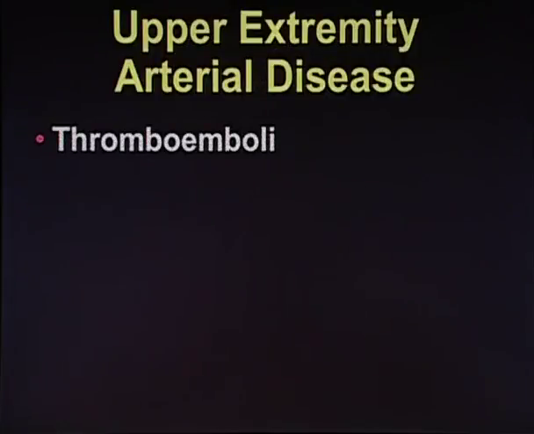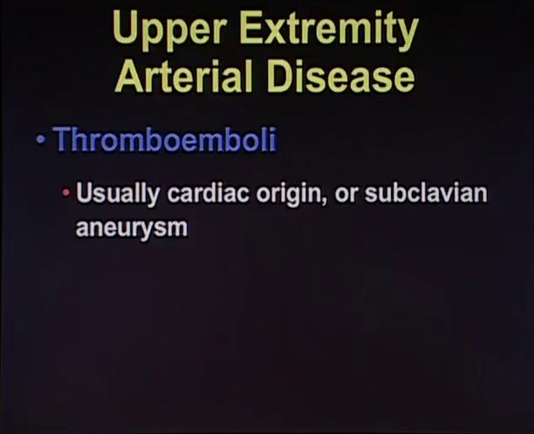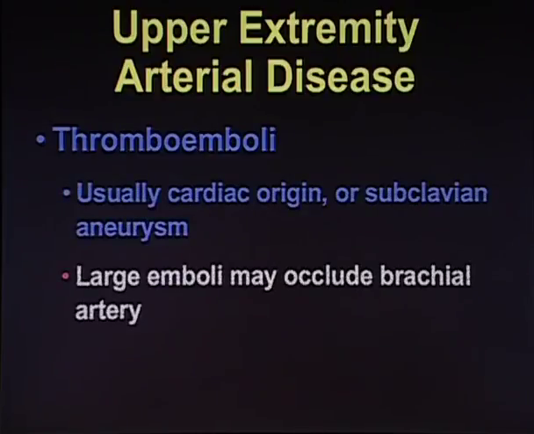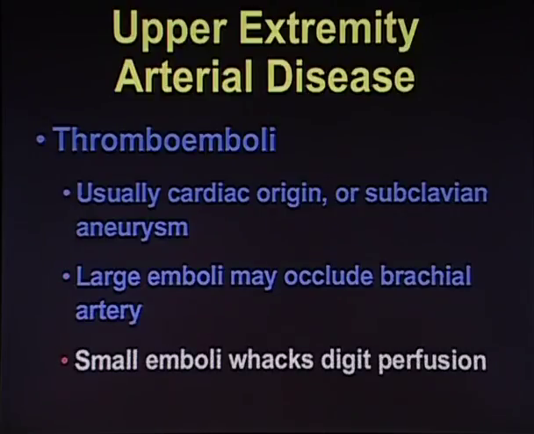Now, other types of disease that we can have in the upper extremities are thromboemboli or atheroemboli. If the atheroemboli is large, it can block a major artery, for instance, the axillary or the brachial artery. If it's a small atheroemboli, it can go down and obstruct the digital perfusion. These are usually of cardiac origin, or they may come from subclavian aneurysms. If they're a large emboli, as I mentioned, it can occlude the brachial artery, and if they're small, the small digital perfusion gets whacked by these small atheroemboli.